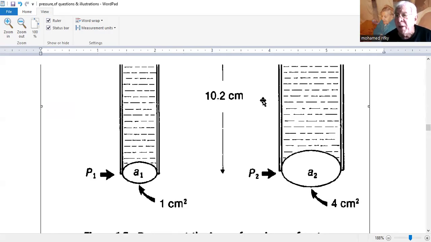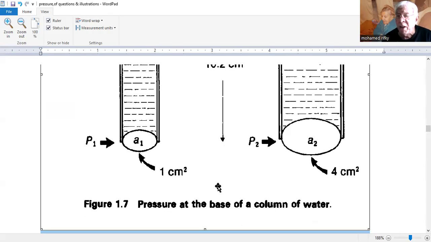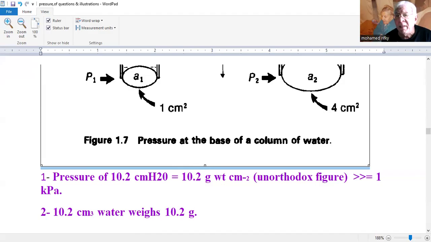So now we have a gram weight, which can be considered as a force, and we have an area. Whenever I divide one by the other, I can get the pressure. The pressure will yield from this equation: 10.2 gram weight per square centimeter. So this is the weight over the area, which is considered a pressure. If you want to compare both types of manometer, you will find them equal.